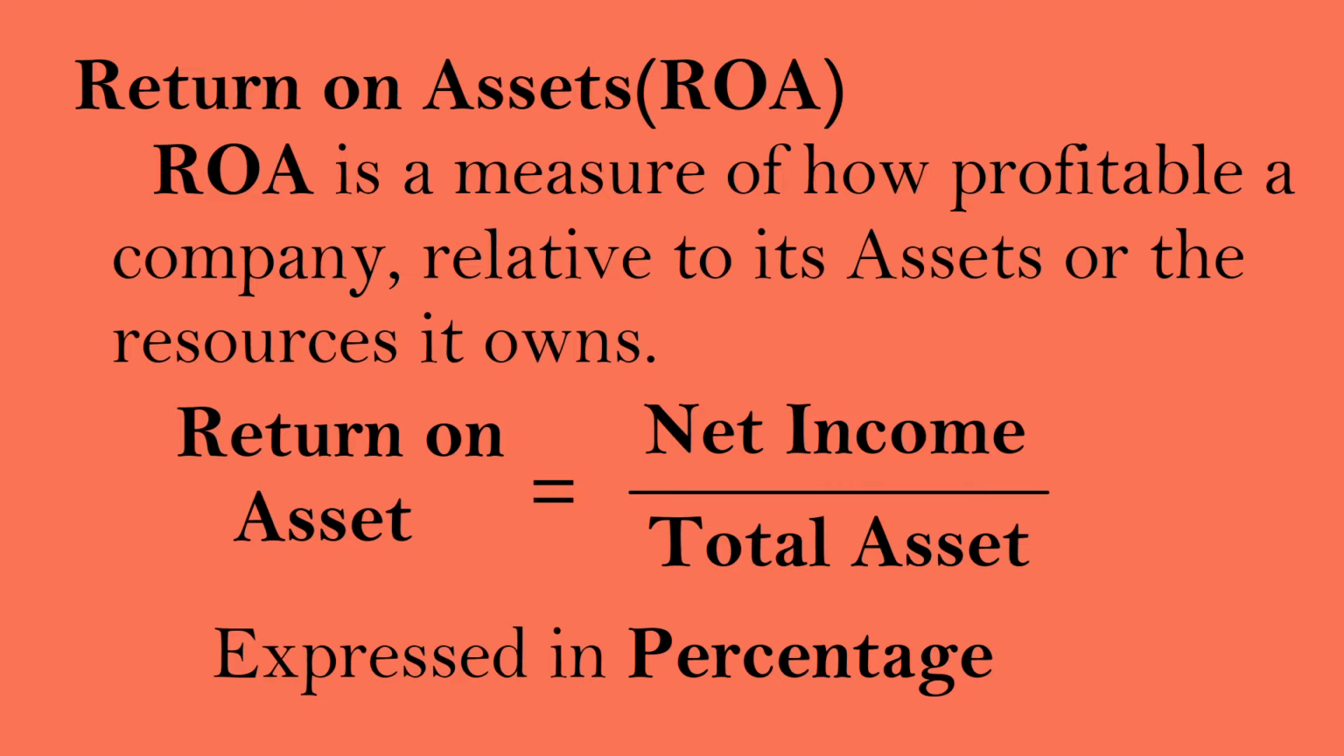Second one is return on assets. ROA is a measure of how profitable a company is related to its assets, or the resources it owns. ROA is calculated as net income divided by total assets and expressed as a percentage.